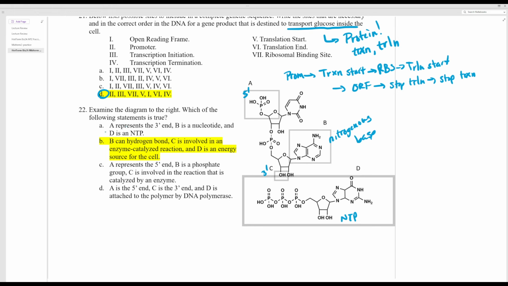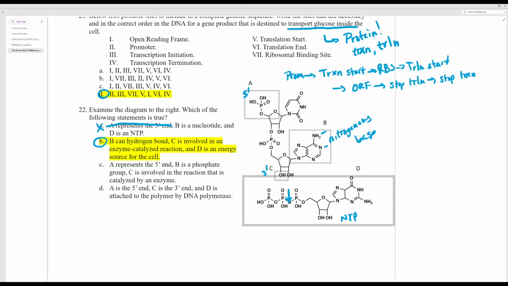A represents the 3' end. No, it does not. We just said A represents the 5' end. B can hydrogen bond. Yes, it can, right? That's how these nitrogenous bases work. They can hydrogen bond. C is involved in an enzyme-catalyzed reaction. What enzyme-catalyzed reaction is it involved in? Polymerization via which enzyme? RNA polymerase. And D is an energy source for the cell, right? We can break apart these bonds and use that energy that was stored in those bonds to form new bonds.